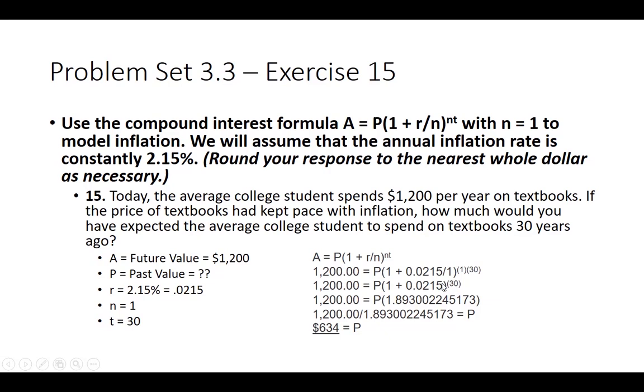Take care of the division next. 0.0215 divided by 1 is 0.0215. Add 1 to that, 1.0215. Raise to the 30th power, and you get this string. Either store it in the calculator or write it down, because the next step is to divide both sides by that string. 1,200 divided by all that, rounded to the nearest whole dollar, is $634.